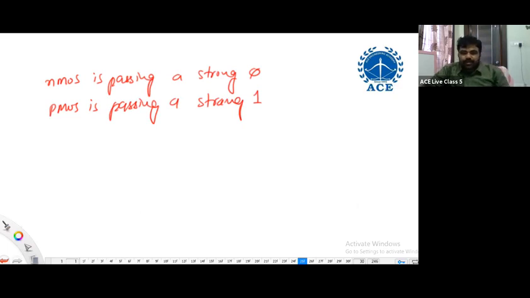Yes, very good. Now you are understanding: PMOS is producing a strong 1 at the output, NMOS is producing a strong 0 at the output. That is the reason the pull-up network is constructed using P-channel MOSFET. The pull-down network is constructed using N-channel MOSFET. The reason behind using P-channel MOSFET in the pull-up network and N-channel MOSFET in the pull-down network is this. You might have understood correctly.